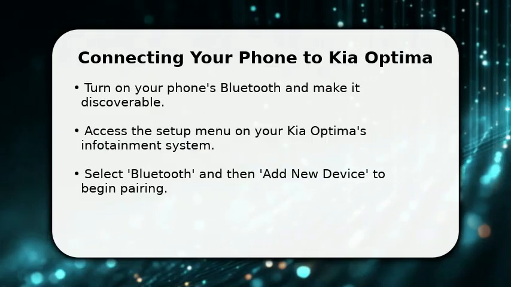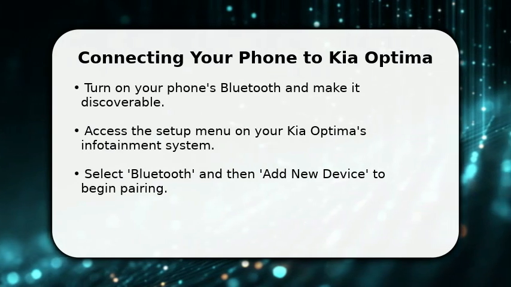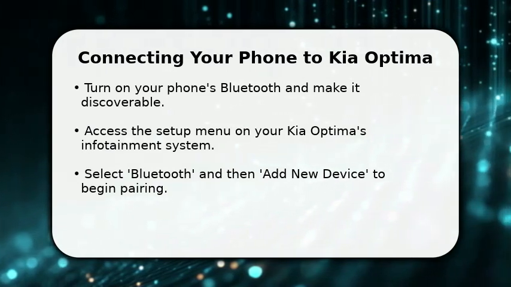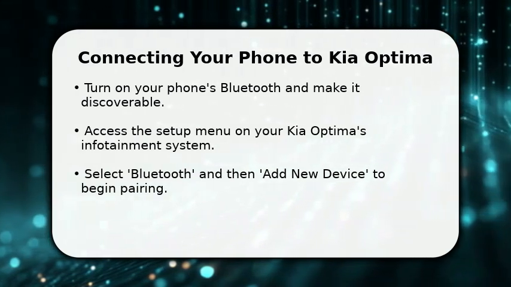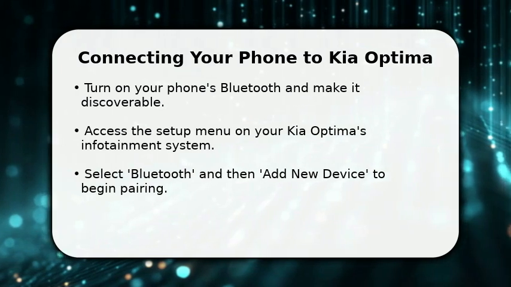In this video, I will explain how to connect your phone to your Kia Optima. First, ensure your phone's Bluetooth is active and discoverable. On your car's display, navigate to the Setup menu. Select Bluetooth and then Add New Device.